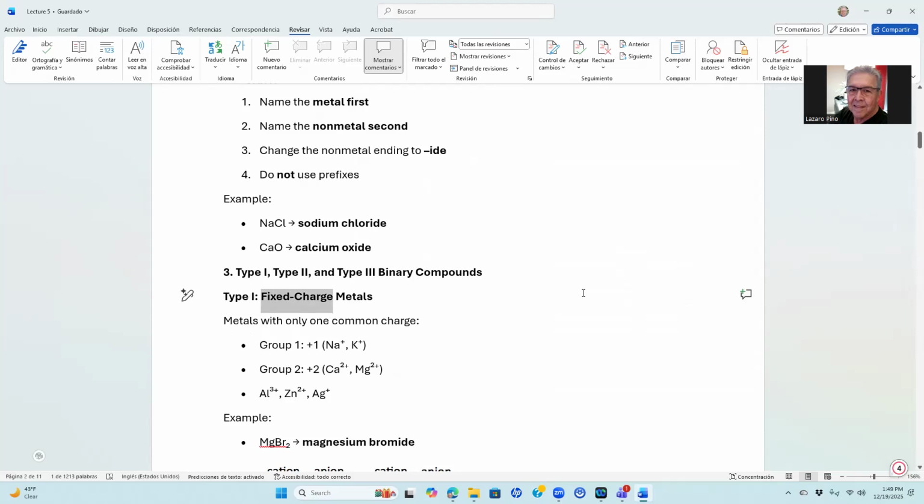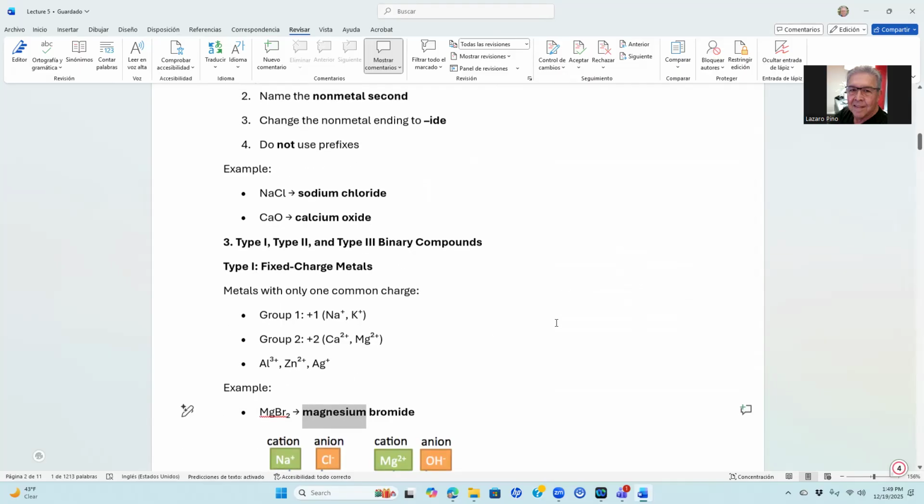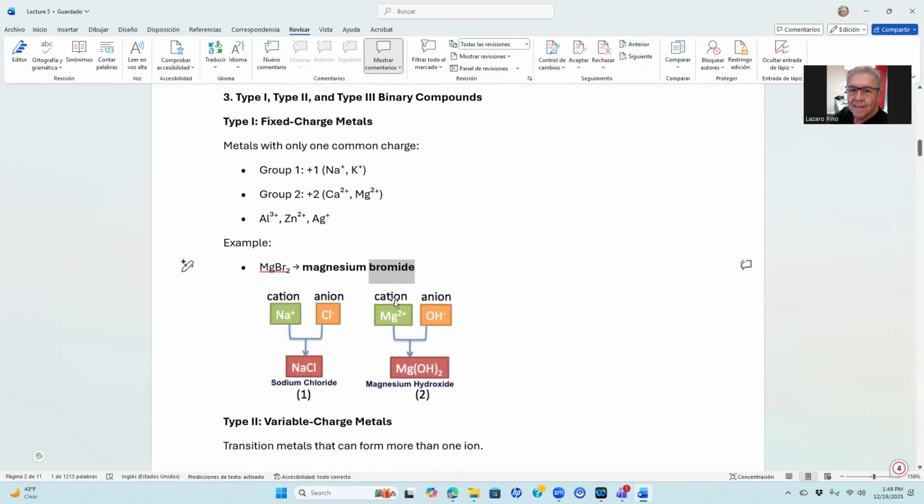Type 1, fixed charge metals. Metals with only one common charge. Group 1, plus 1: Na, K. Group 2, plus 2: Ca2+, Mg2+. Al3+, Zn2+, Ag+. Example, MgBr2, magnesium bromide. Type 2, variable charge metals.